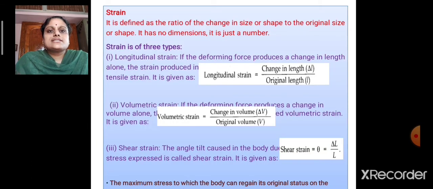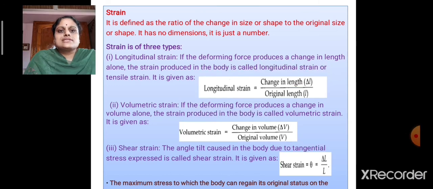Now let us discuss the concept of strain. Strain is defined as the ratio of change in size or shape to the original size or shape. It has no dimensions and it is just a number. Strain is mainly of three types: longitudinal strain, volume strain and shear strain.